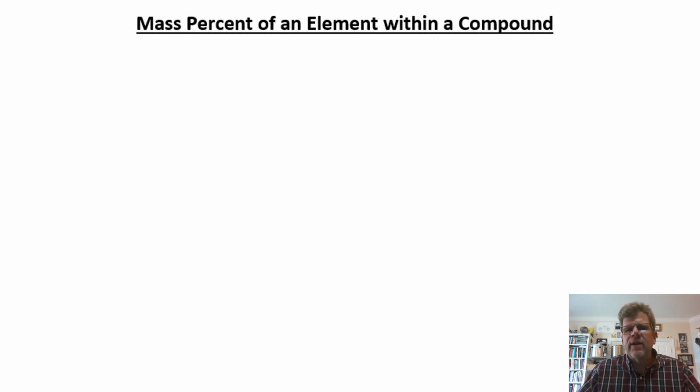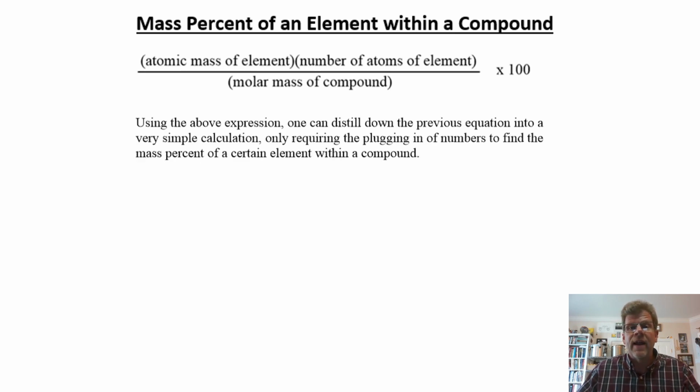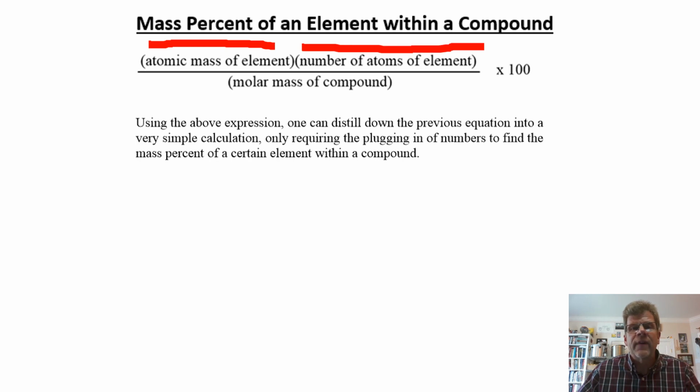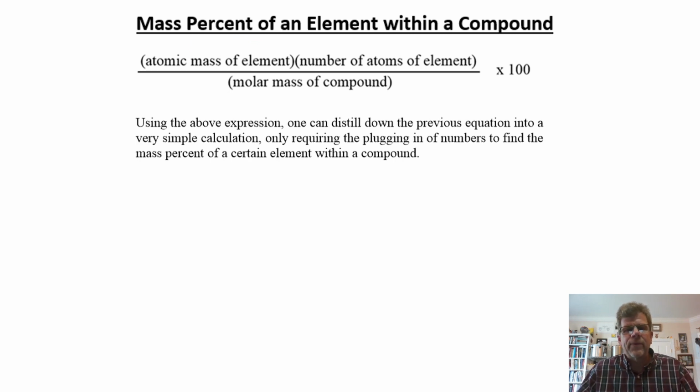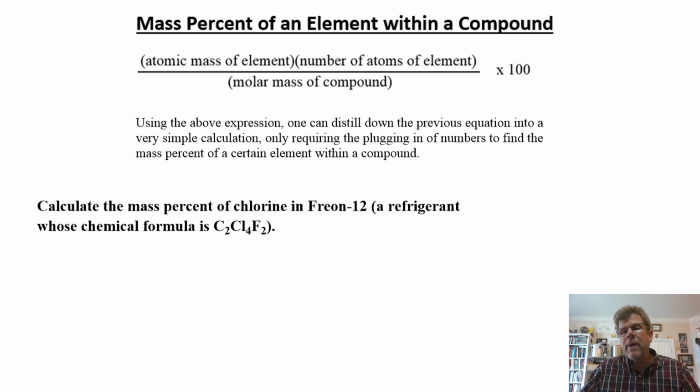This is the mass percent of an element within a compound. That's exactly what we did before, but instead of carrying out dimensional analysis on every single problem, we can distill this down to an equation. And that equation is as follows. The atomic mass of the element in question within the compound times the number of atoms of that element in the compound, divided by the molar mass of the compound itself, times 100, always times 100, because we're dealing with a percent here.